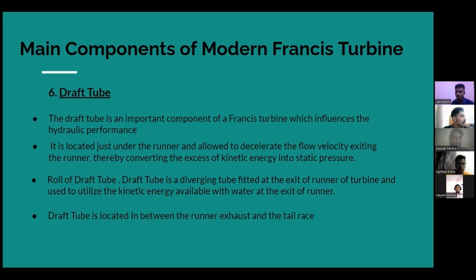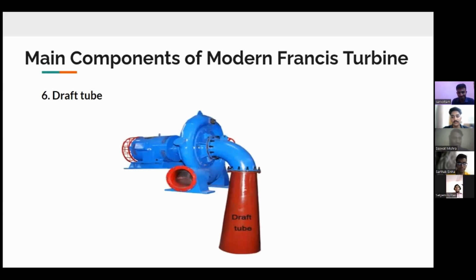One end of the draft tube is connected to the outlet of the runner. However, the other end is submerged below the level of water in the tail race. This is the diagram of the draft tube.